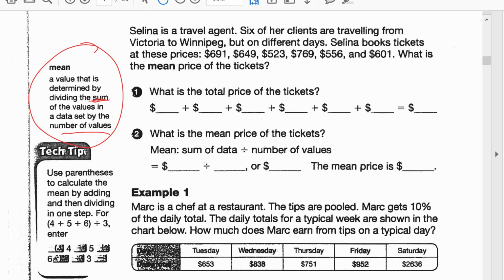So let's do it. Selena is a travel agent. 6 of her clients are traveling from Victoria to Winnipeg, but on different days. She booked tickets at these prices. What is the mean ticket price? So what you have to do is just add them all.